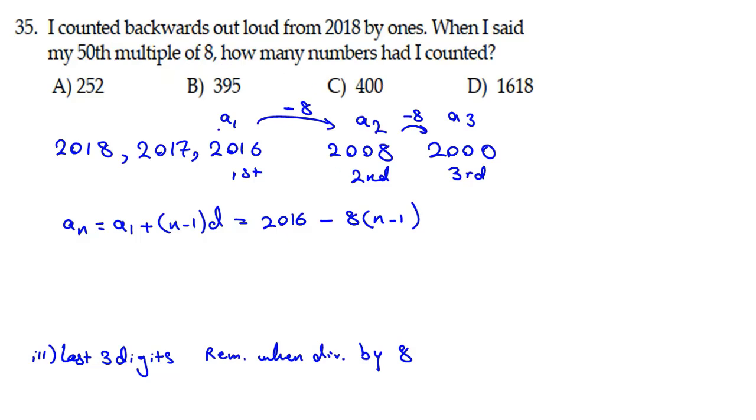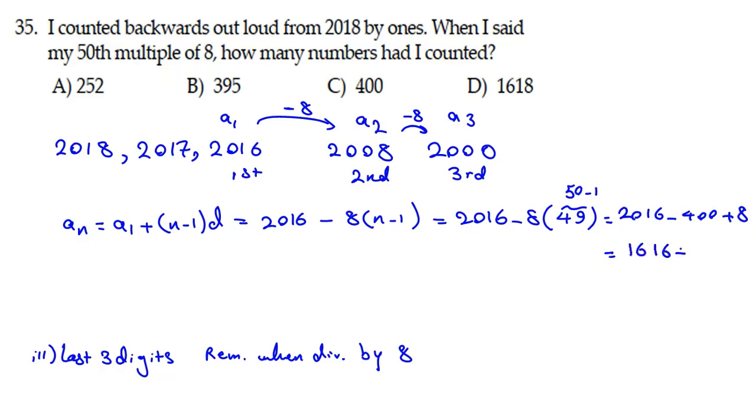So 50th multiple, so it will be 2016 minus 8 times 49, okay? So we can write this one as 50 minus 1, so it will be 2016 minus 400 plus 8. So it will be what? 1616 plus 8. So it will be 1624, okay? So now it says how many numbers had I counted?